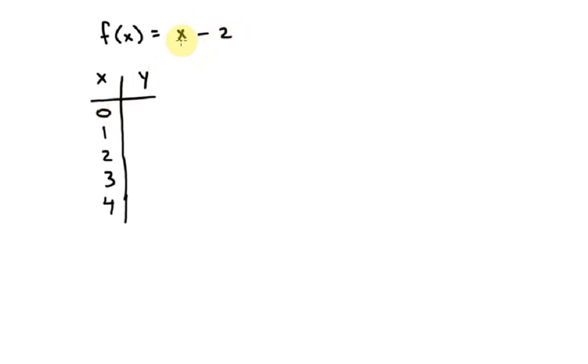So we plug in x as 0. 0 minus 2 would be -2. Then we plug in the 1, and we would get -1. Plug in the 2. 2 minus 2 is 0. Plug in the 3. 3 minus 2 is 1. Plug in the 4. 4 minus 2 is 2. So these are the original points.